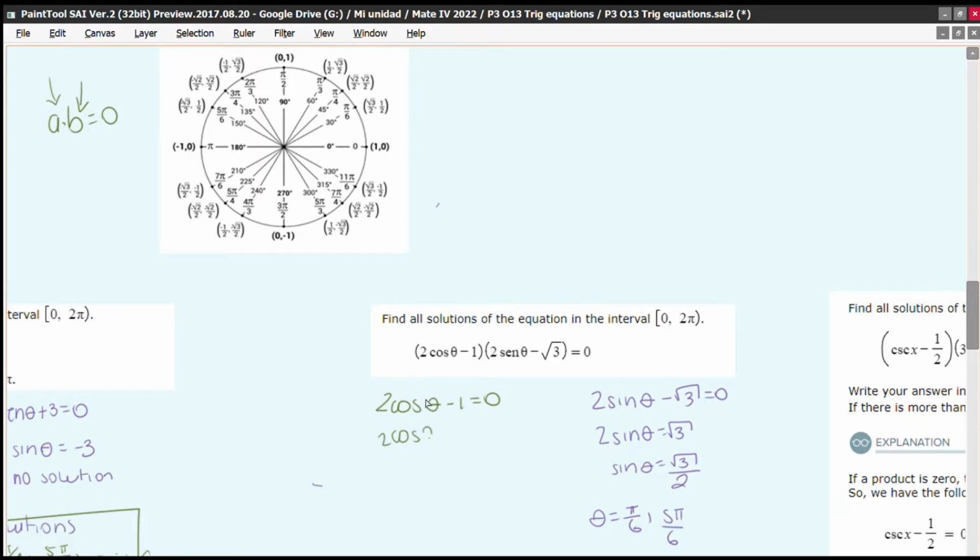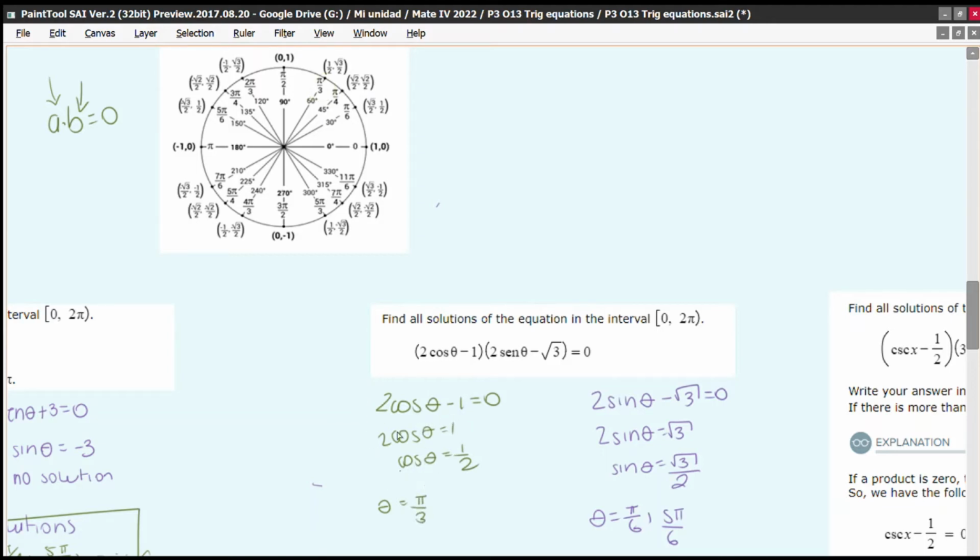2 cosine of theta equals 1. So cosine of theta equals 1/2. So look at your hand and tell me where cosine is 1/2. By some time, you can identify that theta, the reference angle that gives me the solution, or look at your unit circle, is pi thirds. Cosine of pi thirds is 1/2.